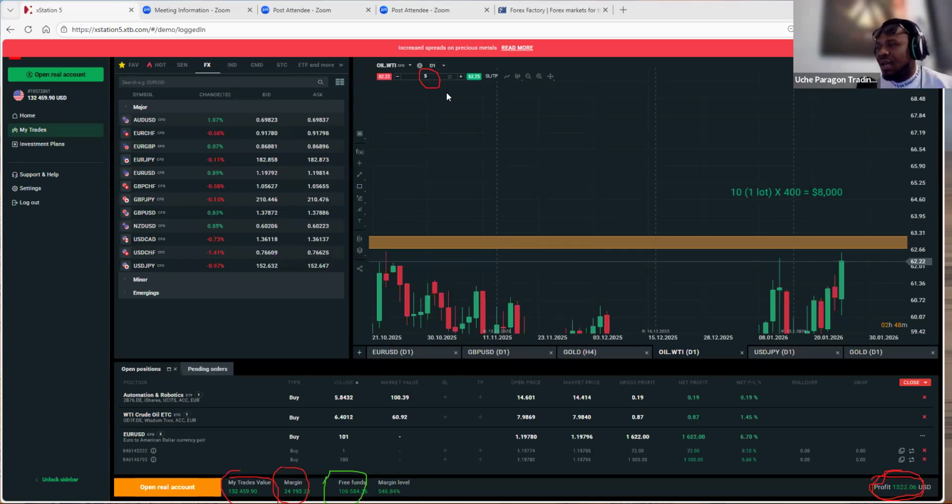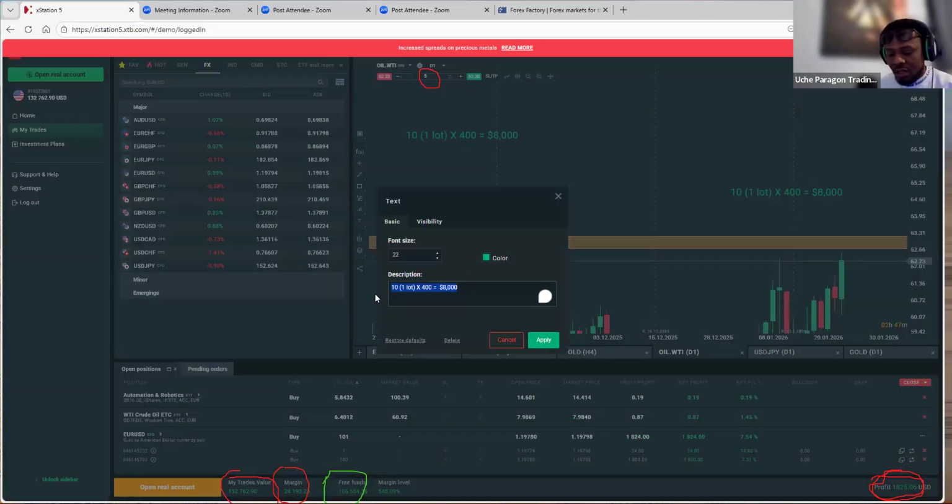How to place a trade. For example, if you use 0.01, let me type it. You can write it down. In Forex, one lot is equal to $1. And 0.01 is equal to 1 cent.